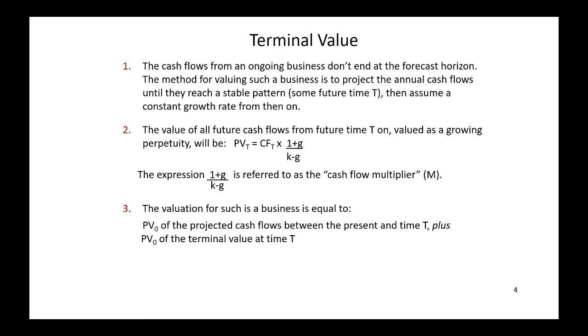The total present value of the business in today's dollars equals the discounted value of the projected 5 or 7 years of annual cash flows, plus the present value, the value today, of that terminal value at the end of the forecast horizon. Now, if this seems a little fuzzy to you, it might help to give a numerical example.